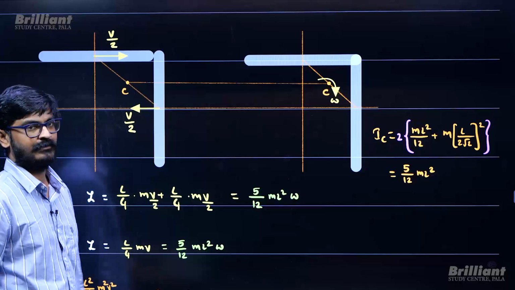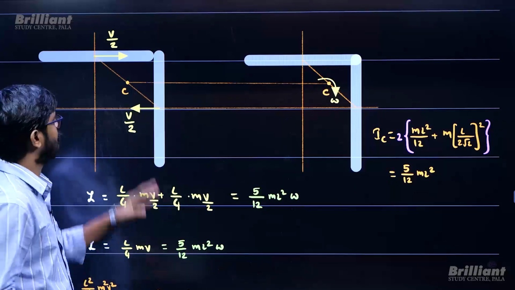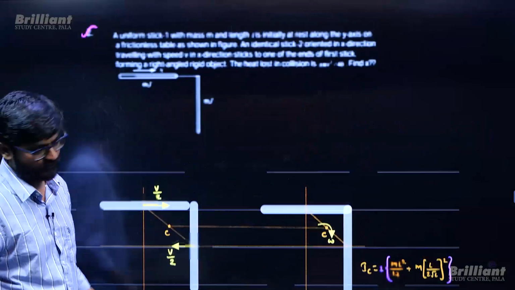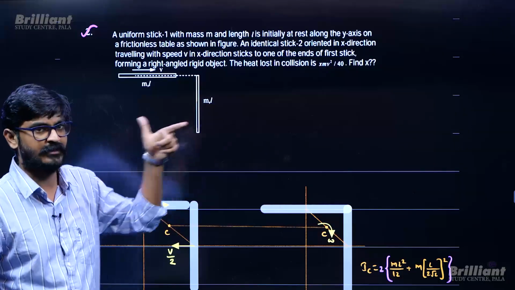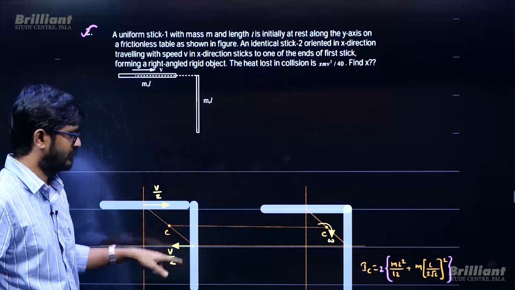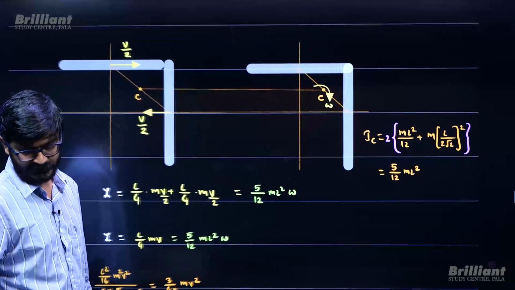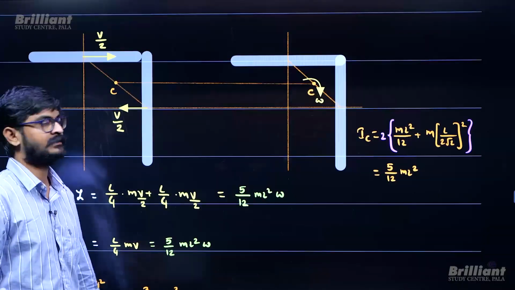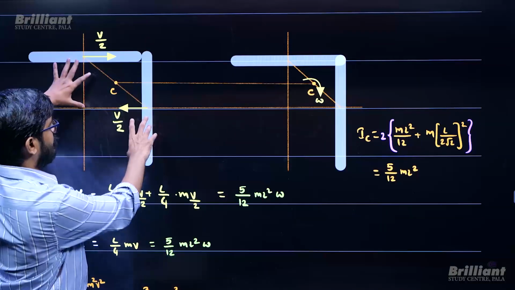I am observing from the center of mass frame. When I observe from the center of mass frame, it is going to look like this. The velocity of the center of mass is going to be v by 2 in this direction. When I observe from a frame which is moving with v by 2, I will see this guy's velocity is v by 2 and this guy's velocity is v by 2. Now I know in the center of mass frame, the momentum of the system will be 0, the center of mass won't be moving. Now this is just before collision.